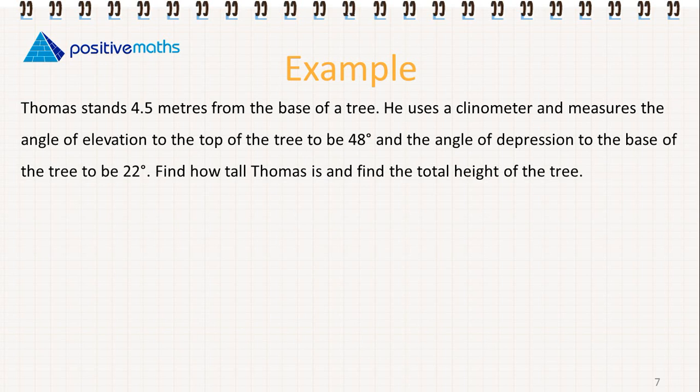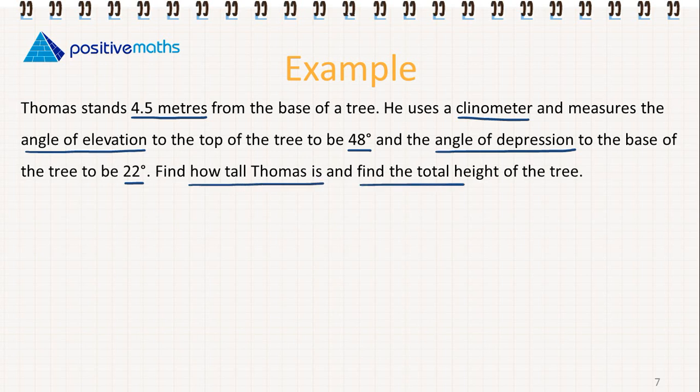So again, we're going to go through and highlight key bits of information. He's 4.5 meters from the base of the tree. He uses a clinometer and measures the angle of elevation to the top of the tree to be 48 degrees. Then he measures the angle of depression, 22 degrees. We need to find how tall Thomas is.